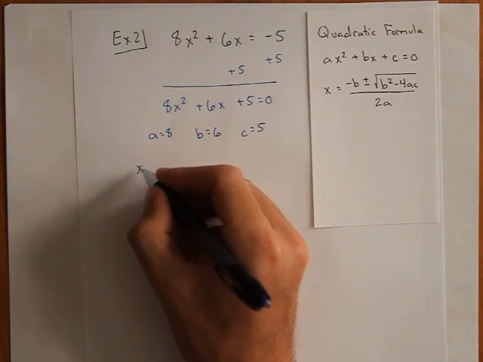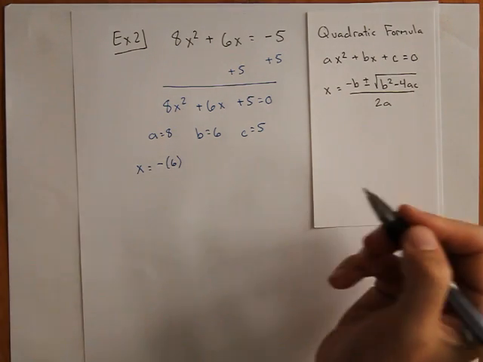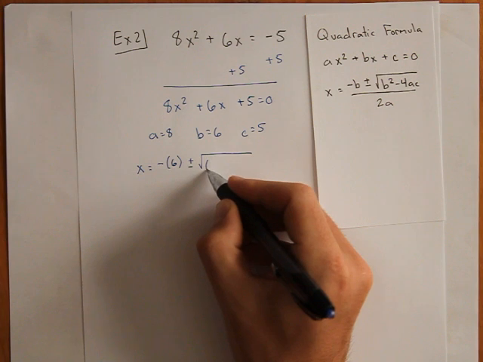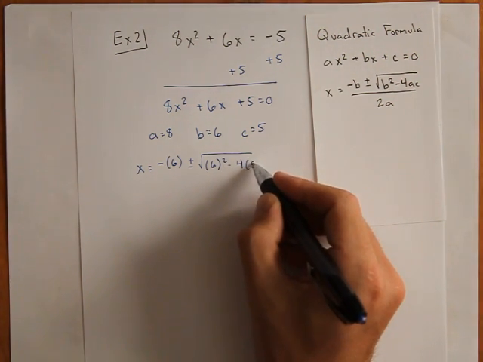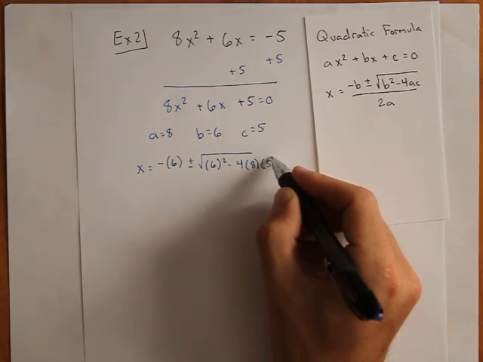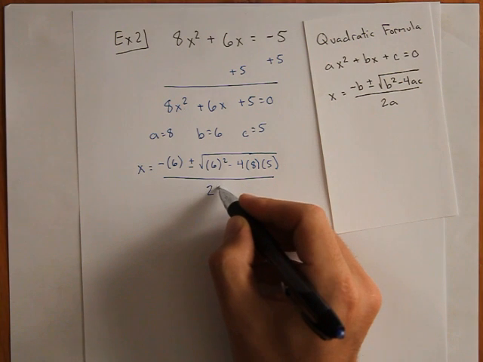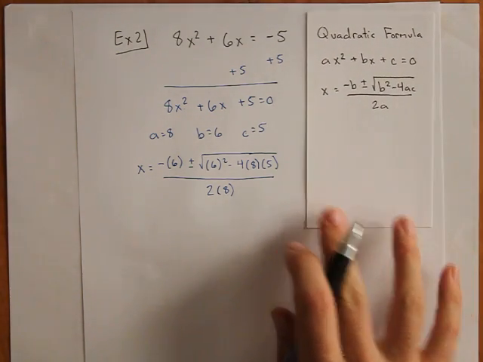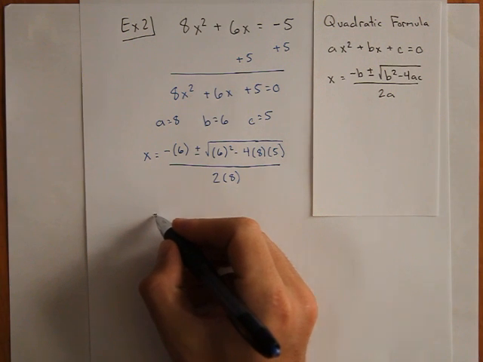So I'm going to have x is equal to the opposite of b, which is a positive 6, plus or minus the square root, b squared minus 4 times a times c, extend that root a little bit, all over 2 times a, which is 8. So again, a, b, and c, just plugging them straight into this formula over here, nothing too special. We'll start simplifying this on down.